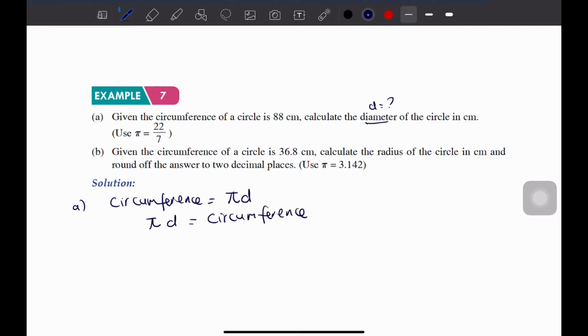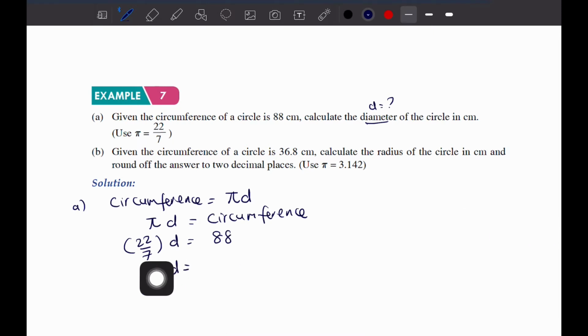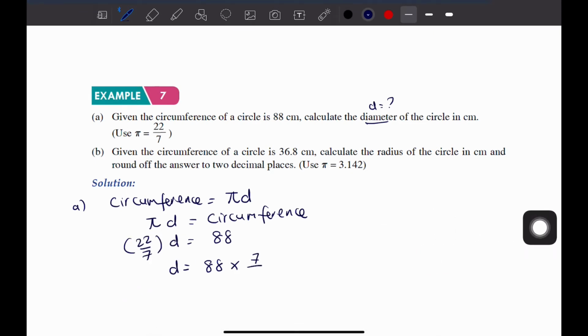So now let's substitute the information. So pi is 22 over 7 times d is equal to, the circumference is 88. So what is the value of d? So 7 bring to the side, bawa ke sebelah, bahagi akan jadi darab. Darab atas akan jadi bahagi, or reciprocal. So times 7 over 22.